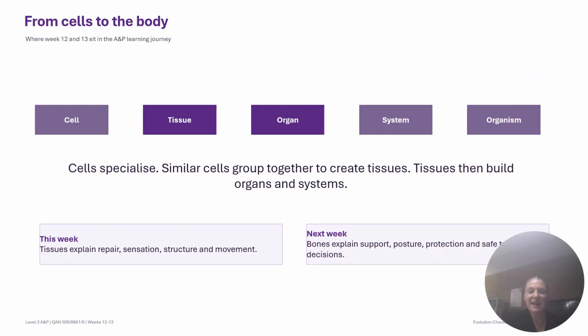So the first thing is, from cells to body, I've got my workbook here that you've already had. We've got cells, tissue, organs, systems, and then we've got the skin system. They're all called different words, different names, and everything else. And then we've got the organisms. So this is what we're doing this week. This is what we're doing next week.